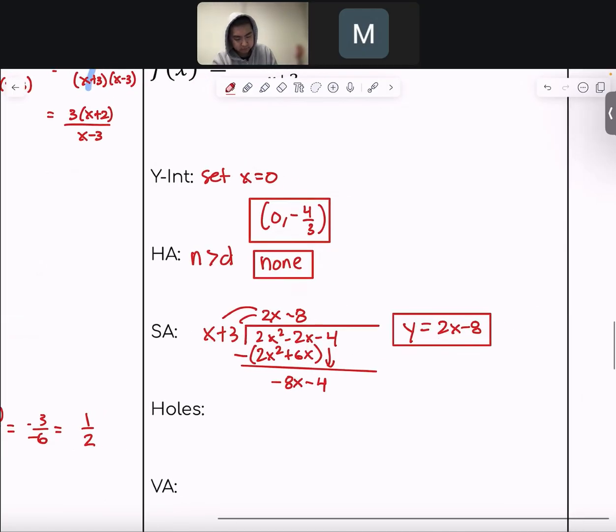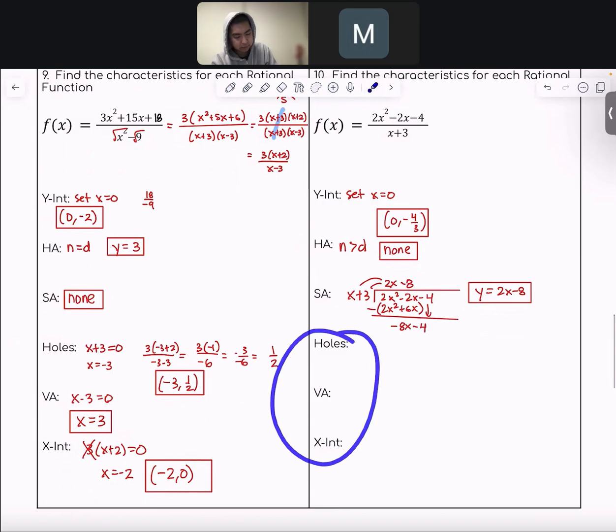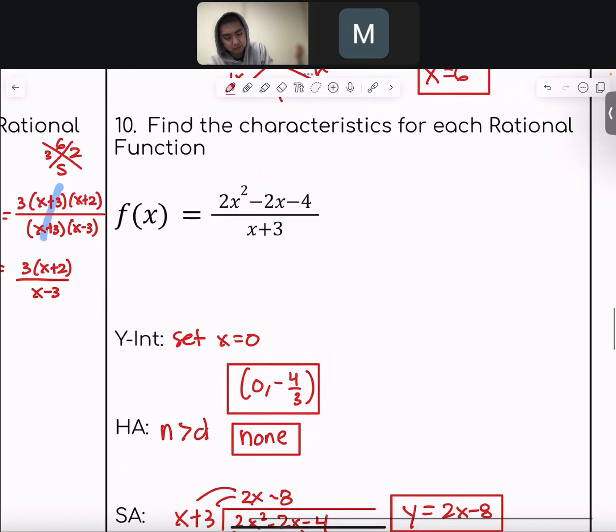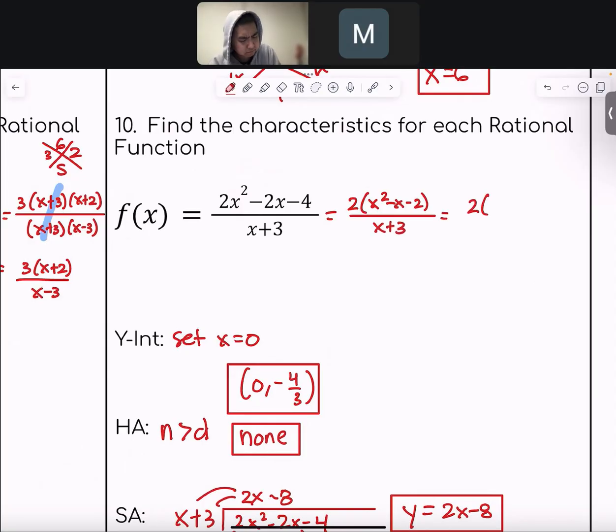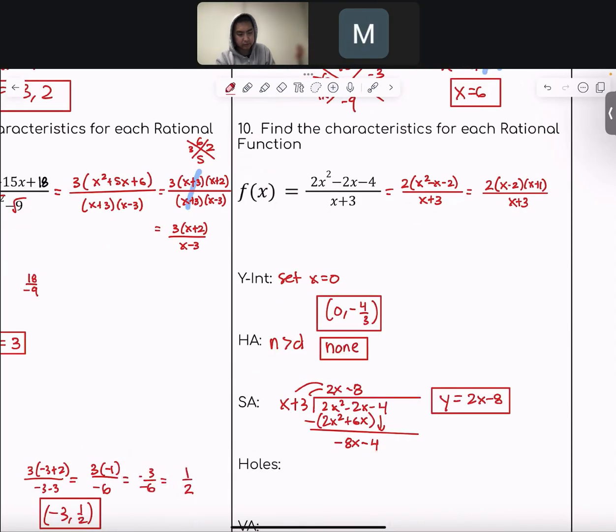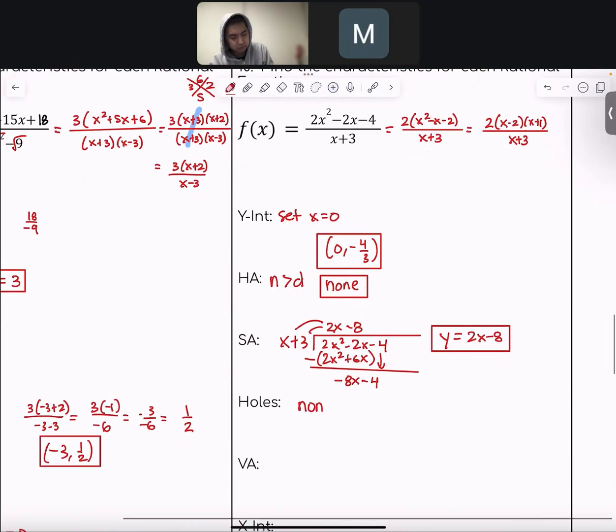Okay, and again, these only occur when you factor first. So the first step is GCF factoring. So we're going to divide each of those by 2. x plus 3. And then that is your x method. So x minus 2, x plus 1 over x plus 3. Okay, so if we take a look, nothing cancels, so the holes are none.